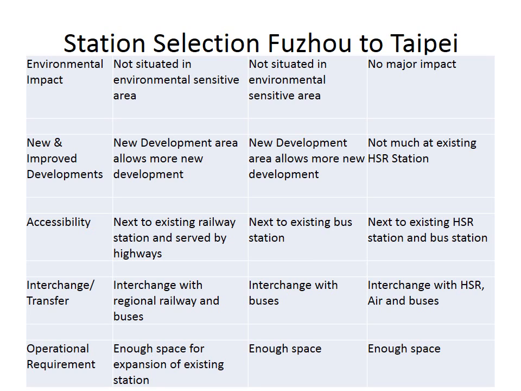Okay. For the second part, we'll be looking at the environmental impact. Looking at Fuzhou, it will not be situated in an environmentally sensitive area, and Pingtan Island is also not situated in an environmental area as well. Whereas on the other hand, in the Taipei area, we actually have no major impact.